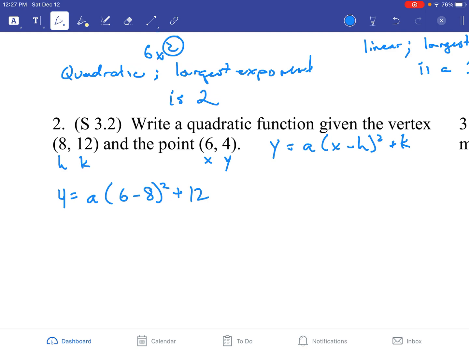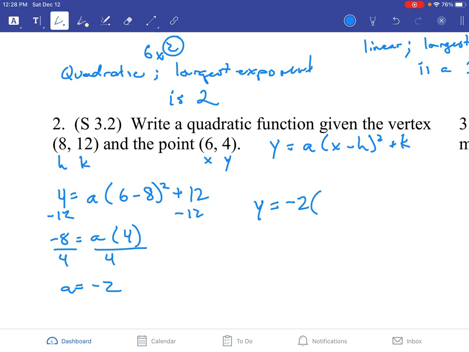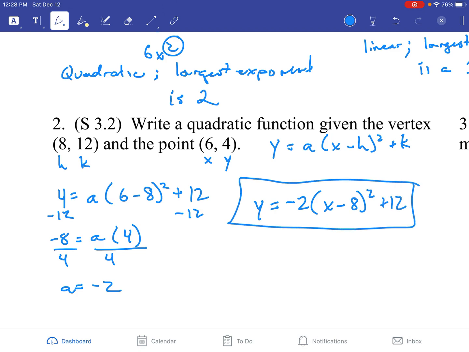All right, and now we start solving. We're going to subtract 12 from both sides, which gives us negative 8 equals a times something. Then 6 minus 8 is negative 2, and negative 2 squared is 4. We're going to divide by 4 on both sides, which a is going to then be negative 2. Now we solved for a, but we're not done. We have to rewrite the equation with the a value involved. We don't need to put the y and x values in the equation. So we get y is equal to negative 2 times x minus 8, quantity squared, plus 12. And that is your answer.